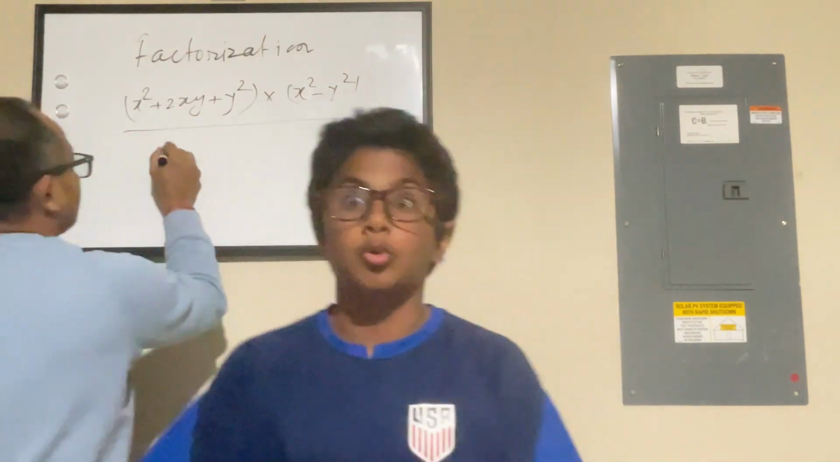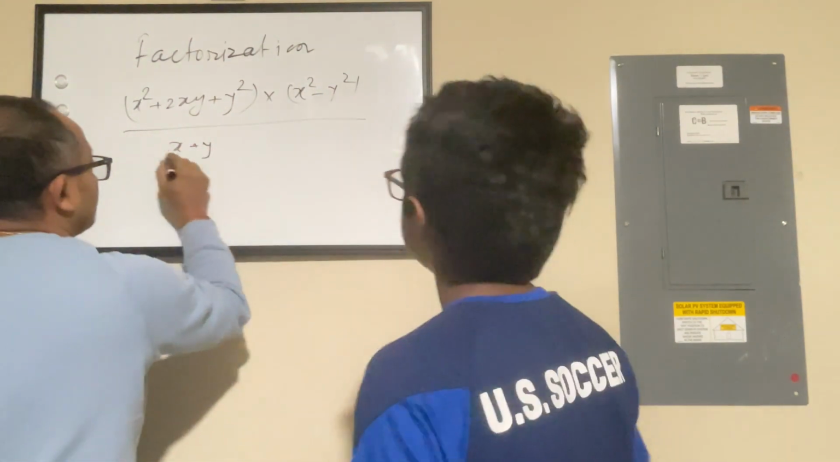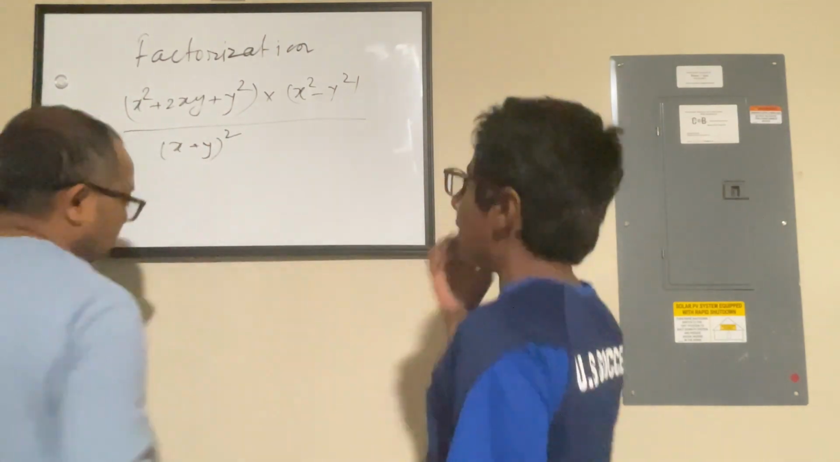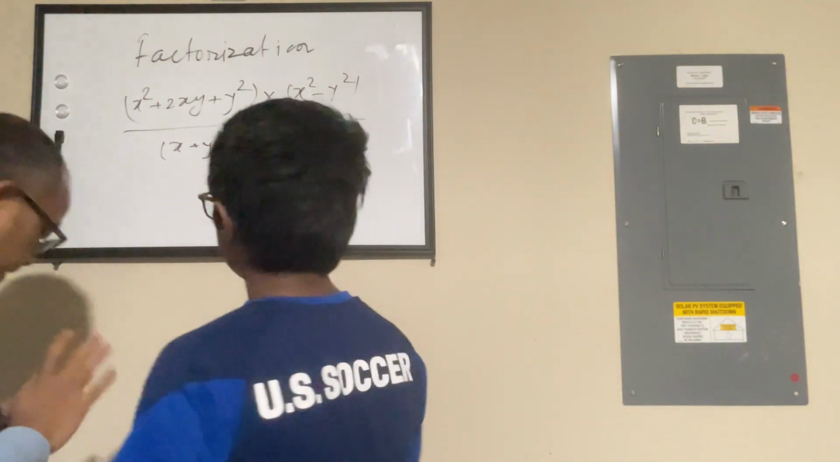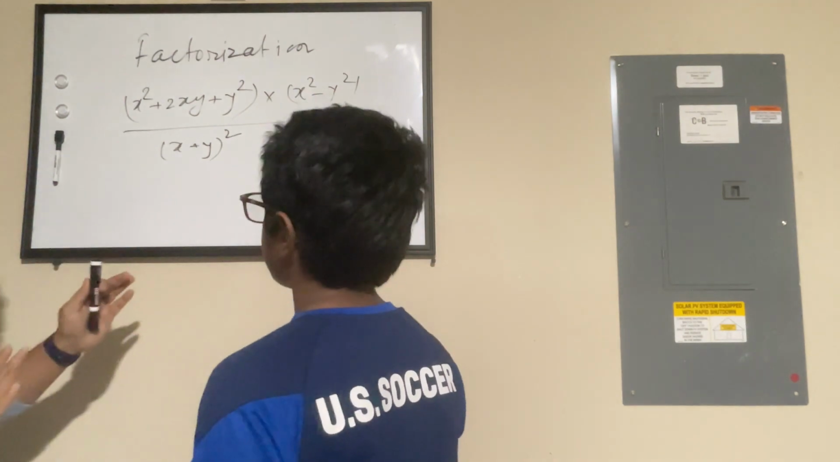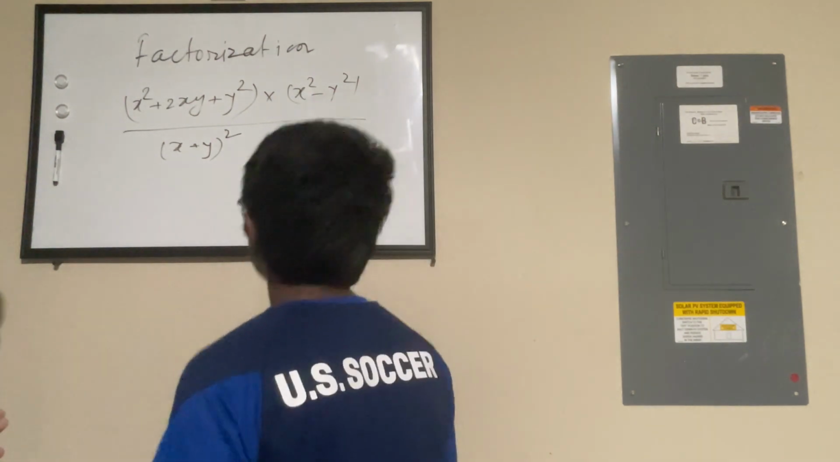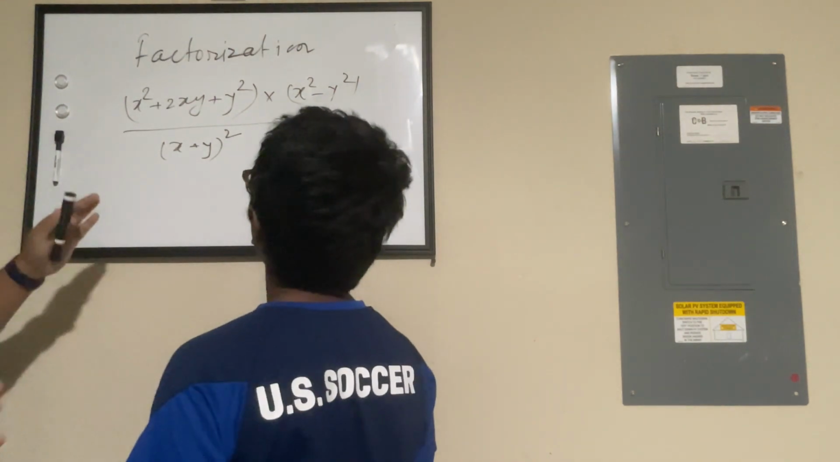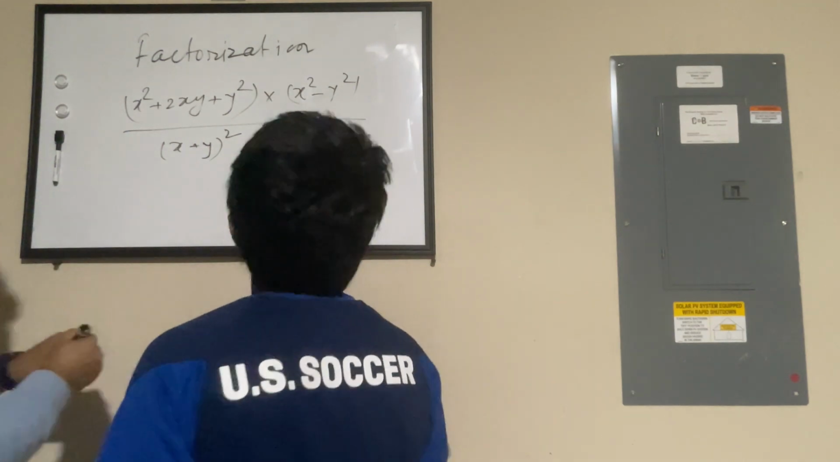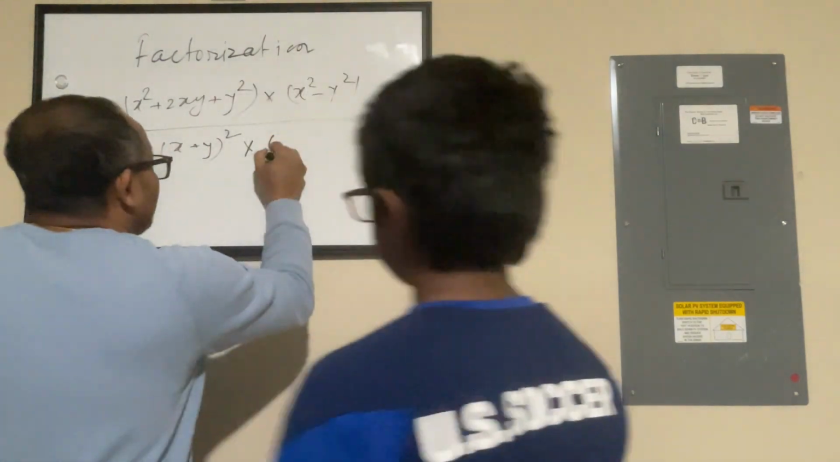Divided by x plus 1 square. Okay, this sum I've given you, and you might make a mistake. It's okay to make a mistake, but don't rush.